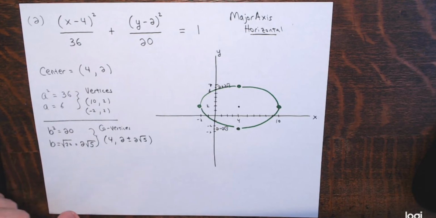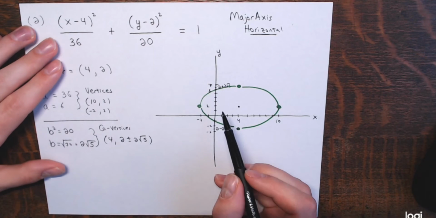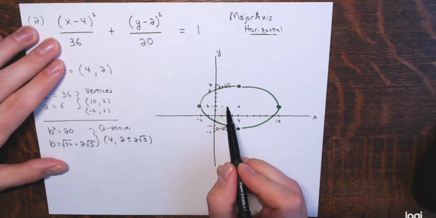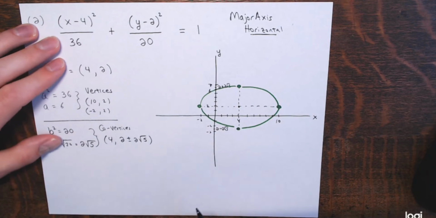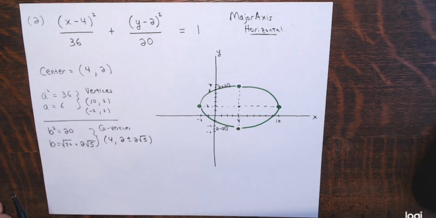Alright, and then again, if you want to label the major axis, like here's the major axis, and here's the minor axis perpendicular to it. If you want to put those in, you can. There's nothing wrong with that. They're just not actually part of the ellipse.